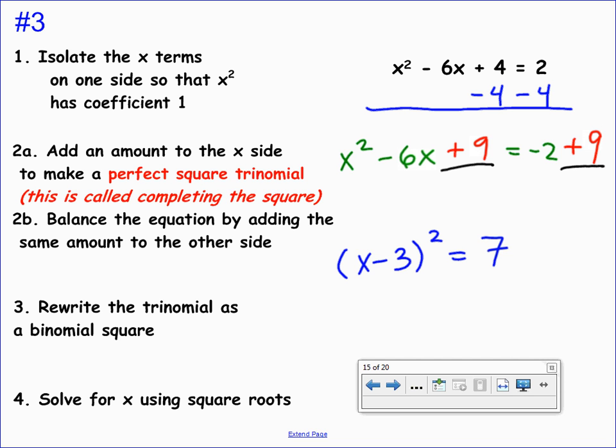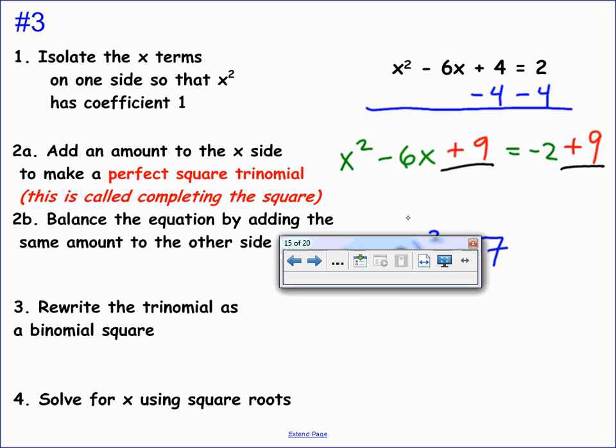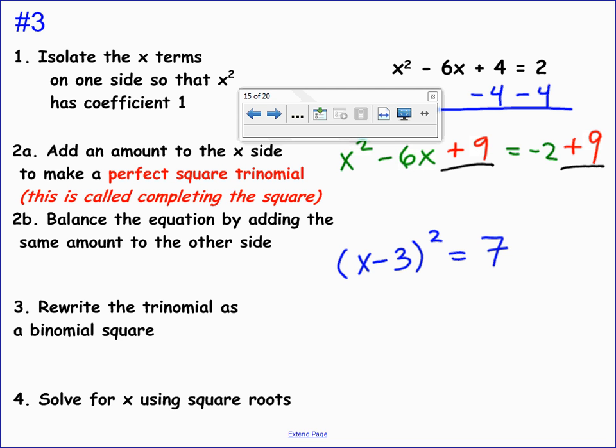Good job. And now I can solve by taking square roots. I can undo the squaring with the single x term, quantity squared, because I don't have a mixture of x's. I don't have more than one kind of x in the same problem. So we'll go ahead and undo that squaring by square rooting. I know that if x minus 3 quantity squared equals 7, then x minus 3 equals plus or minus square root of 7.